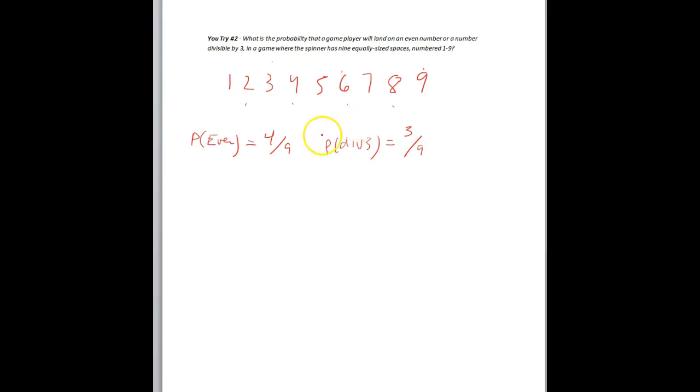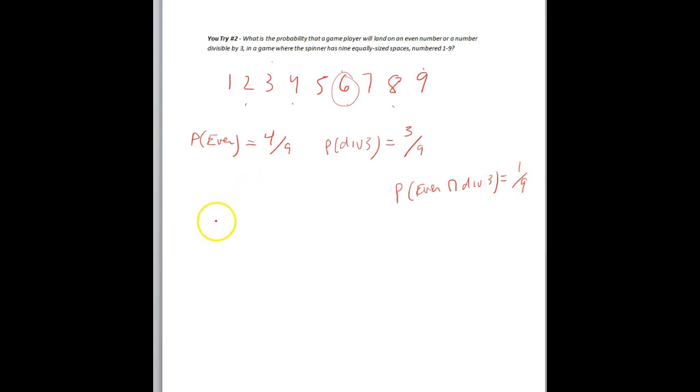Well, what is now the probability that they're both divisible by 3 and even? So the probability of even intersect div 3, not union. Of the numbers divisible by 3, the only one that's even is 6. So 6 is our guy there, right? So the probability is just 1 of 9. There's only one option out of the 9.